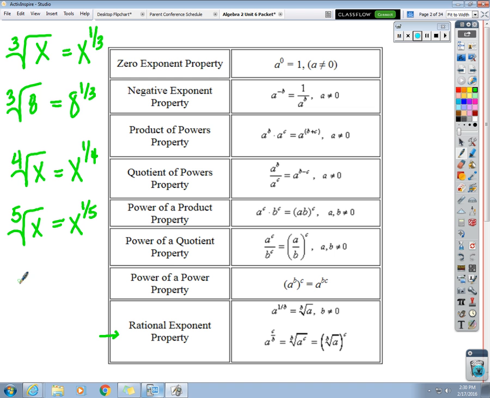So how would you rewrite the square root of x? X to the 1/2. Okay, because think about it. Cube root, fourth root, fifth root, square root. There's an understood 2. It's just never visible, but it's there. So that's why you rewrite that as x to the 1/2. So that's what the rational exponent property says.